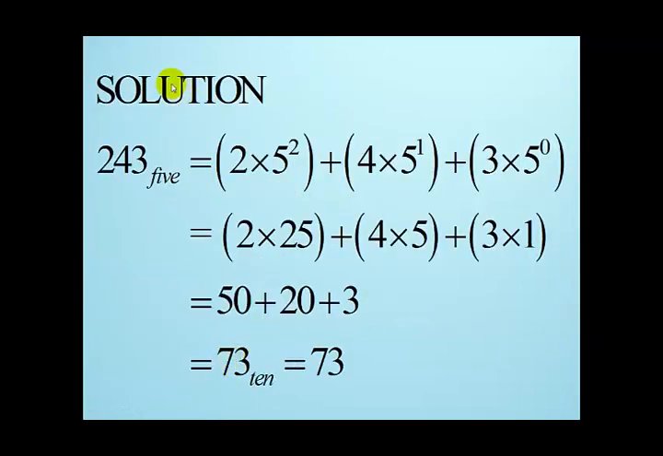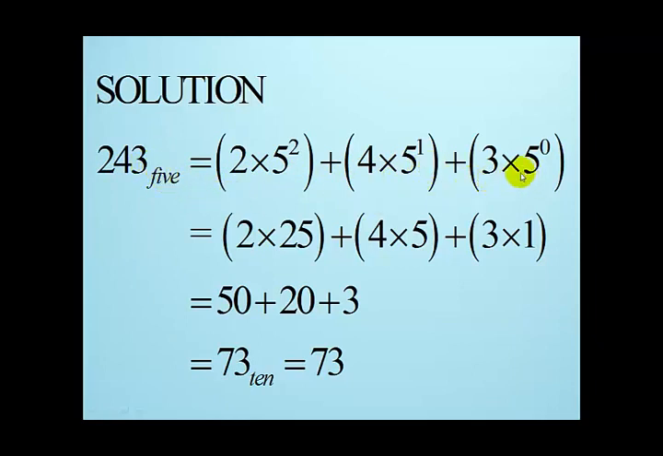Now solution. Given 243 base 5 to convert to a number in base 10. The digits are 2, 4, and 3, and the base is 5. So we are going to multiply the digit by the base, one after the other. So we have 2 times 5, plus 4 times 5, plus 3 times 5.